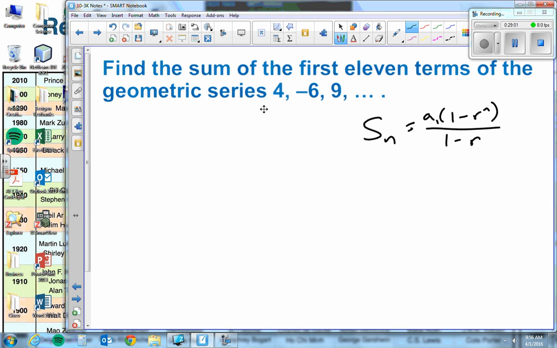This is a sequence right now. R is negative 3/2, right? Just for the record, if you do negative 6 over 4, you get that. And if you do 9 over negative 6, it also works out to negative 3/2. So that's R.